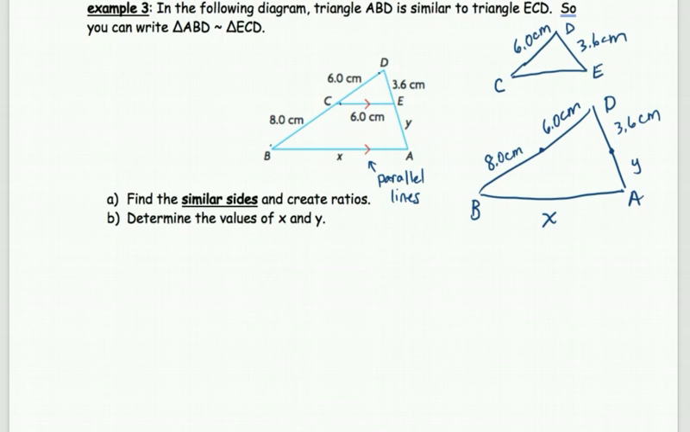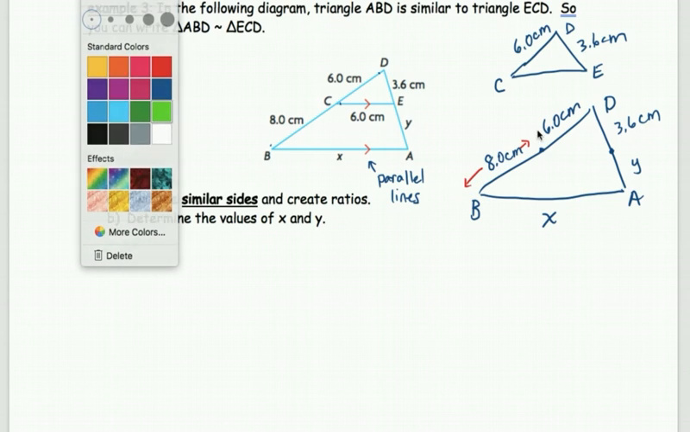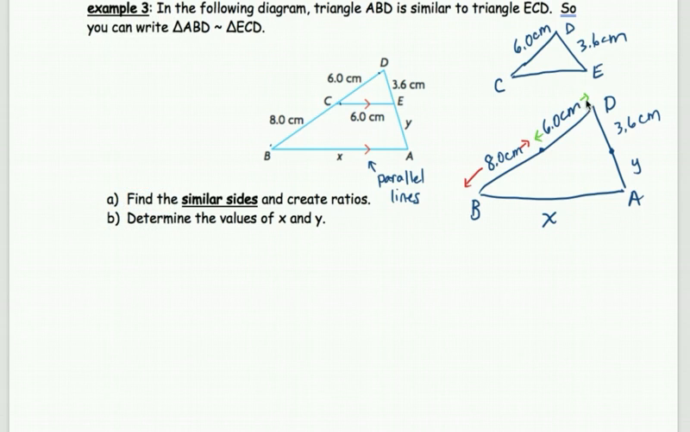So just wanted to point out that from here to here, that's 8. From here to here, that's 6. And then from here to that corner, that's 3.6, and then the rest of the way is Y. Okay, so just as you're setting up the equation and so forth today.